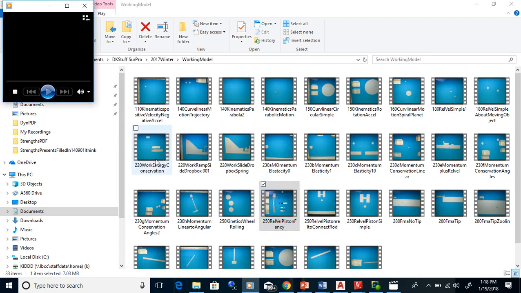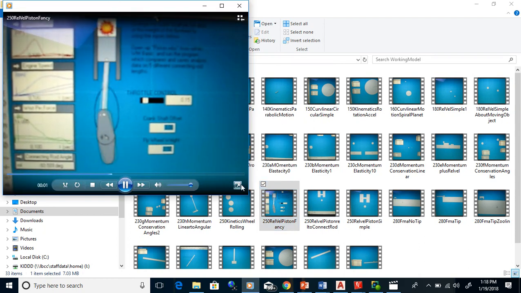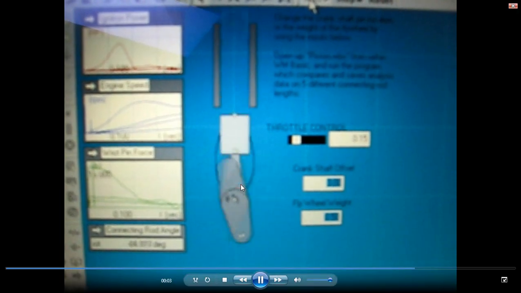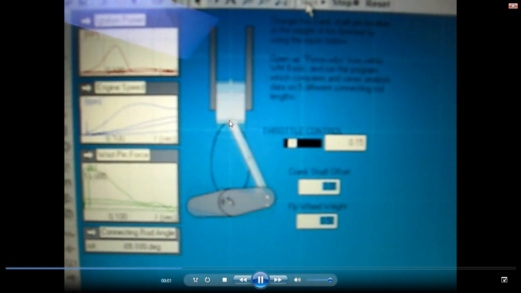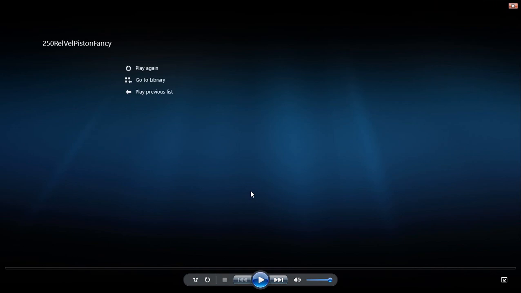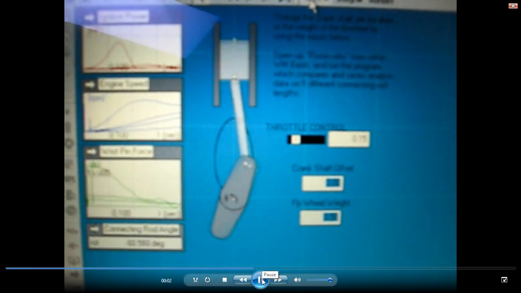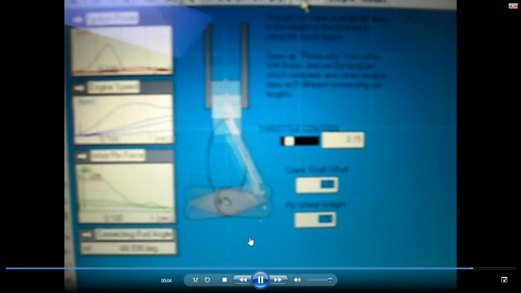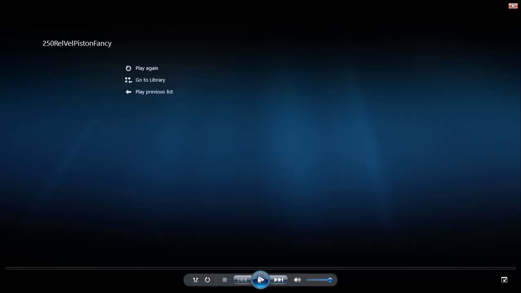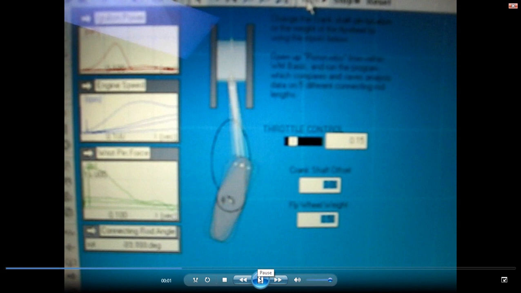So this program, you can do a good bit more than just put little moving objects. There's an internal combustion engine, okay? And what's going on there is you've got a piston moving up and down while the crankshaft spins. And then you've got the connecting rods in between, or the connecting rod in between, okay? So that came with the program there. So that's an internal combustion engine. That's basically how your car works.